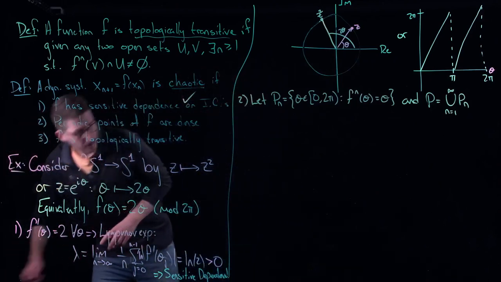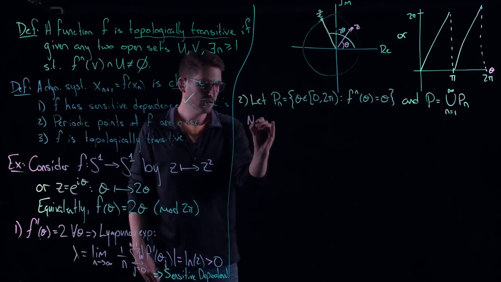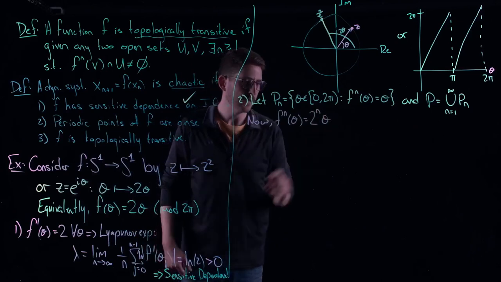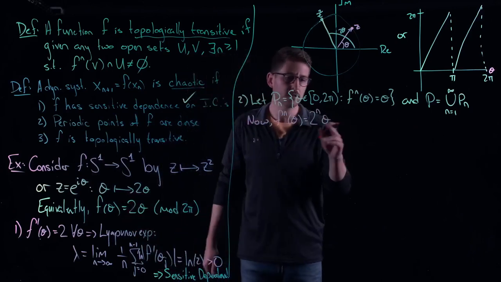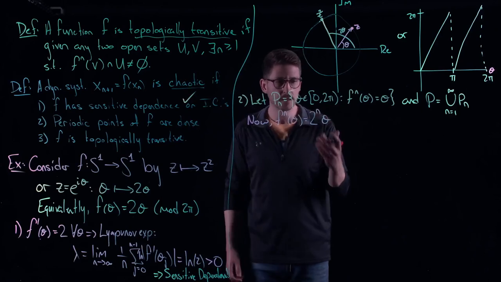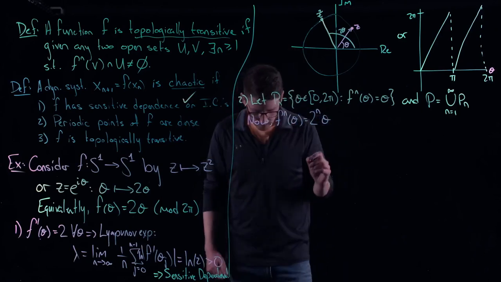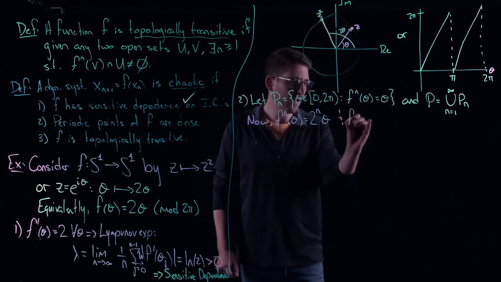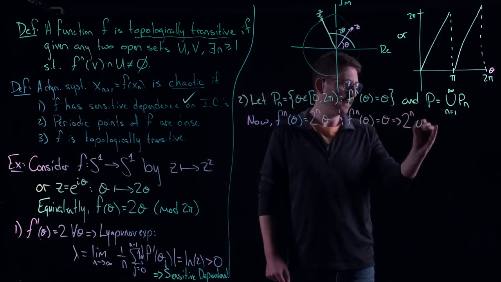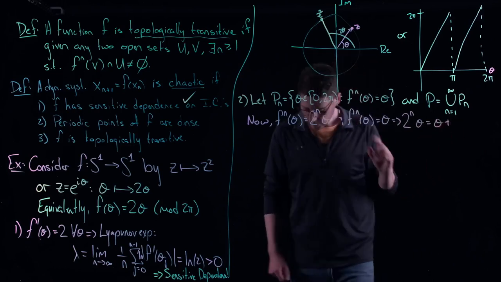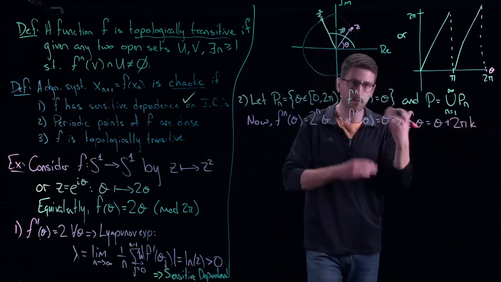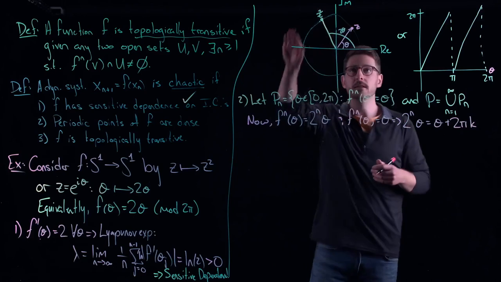Okay, so now let's try and analyze this. f^n of theta is equal to 2^n times theta, right? All I'm doing is multiplying by 2 each time. Of course, this is taken modulo 2 pi. But it's just 2 times 2 times 2, n times, times theta, which tells us that if I have f^n of theta equal to theta, then I've got 2^n theta is equal to theta plus, now be careful here, 2 pi k, where k is some integer. Again, we have to account for that modulo, that periodicity going around the circle.